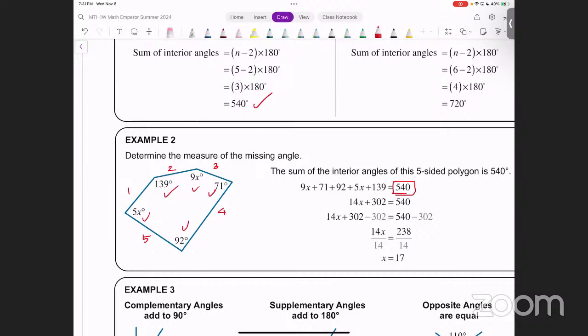Did you guys see the importance of solving for unknown angles? Yes. And then we come again and again to equations.